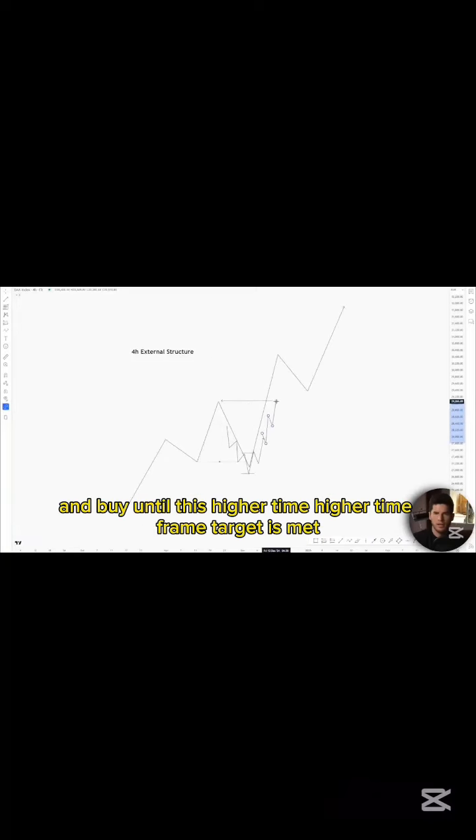Now, if you're going to get a 4 hour run on liquidity, that means your 15-minute is very likely bearish. It's printing lower lows and lower highs. So the same thing you would do, you would wait for when internal 4 hour range structure, for that 15-minute to shift bullish at this point. And then what do you have? You have a higher time frame target, structural high, right? And buy until this higher time frame target is met.